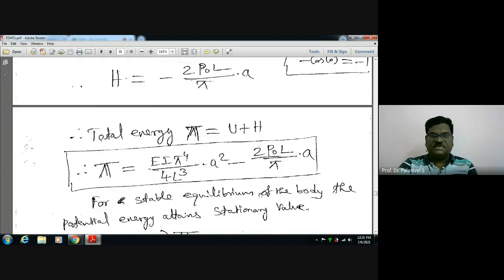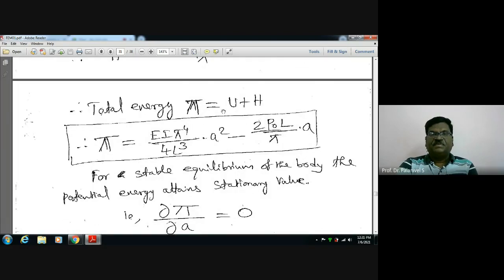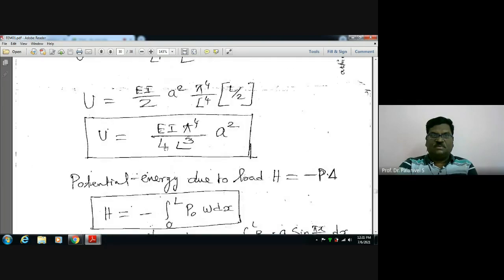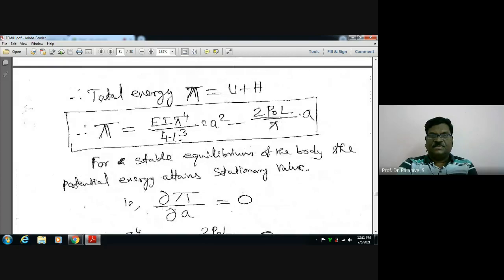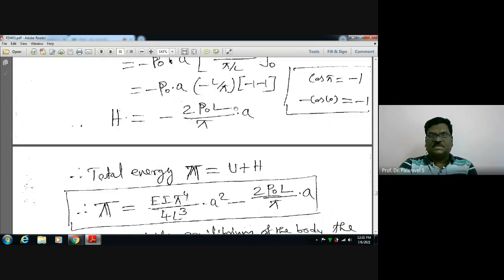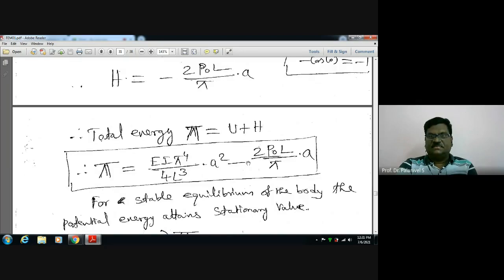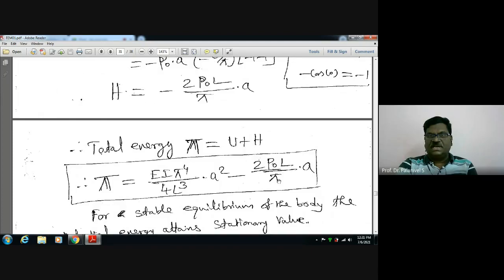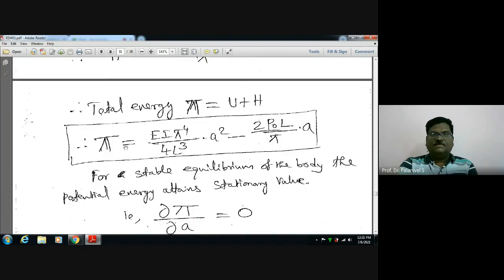I am going to finish in another 5 minutes. Total energy psi equals U plus H. We already have the work done due to internal forces, written here. The work done due to the external forces we obtained here with the negative sign: minus 2 P naught L by pi into A. You go through this leisurely; I have explained it. Now this is the governing function we have obtained, an approximated function for the unknown parameter A, in terms of A square, A and so on.